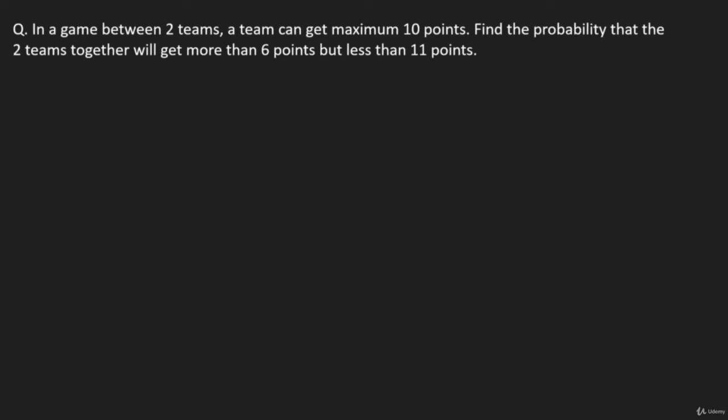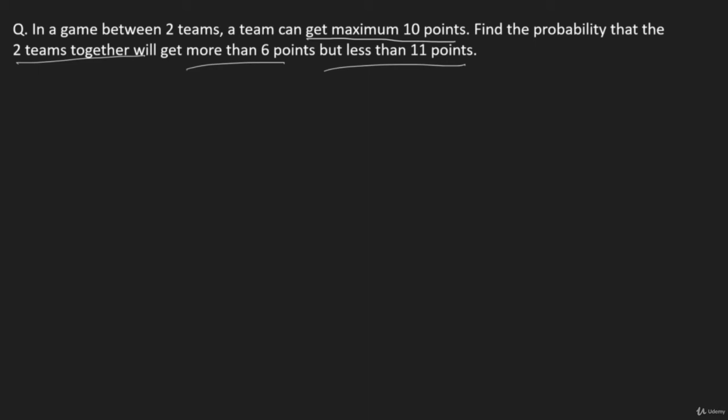Let's do this question. In a game between two teams, a team can get a maximum of 10 points. Find the probability that the two teams together will get more than 6 points but less than 11 points. Alright, pause the video, give it a try, and then we'll do it together. Alright, we are back. I hope you have given it a try.